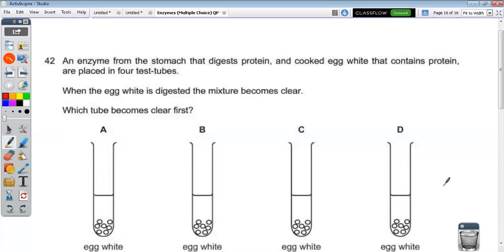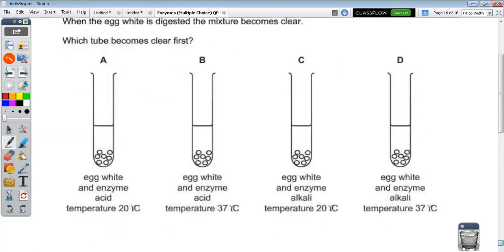Now, an enzyme that digests protein, and cooked egg white that contains the protein, are placed in 4 test tubes. When the egg white is digested, the mixture becomes clear. Which tube becomes clear first? So let's see what we have. We're talking of protein digestion. Protein digestion has to be acidic. So alkaline, alkaline, out. Acid, acid, okay.